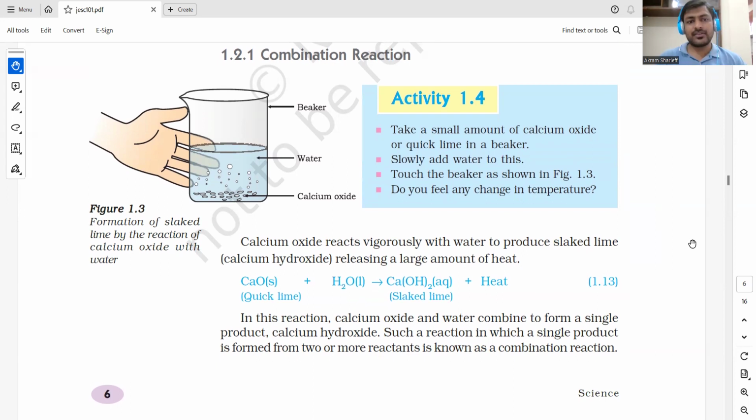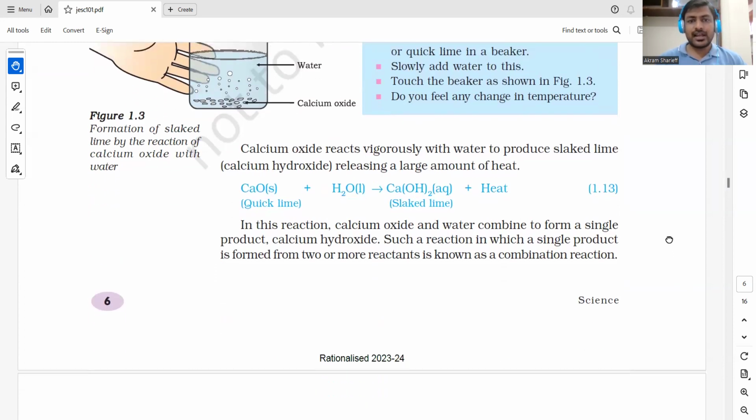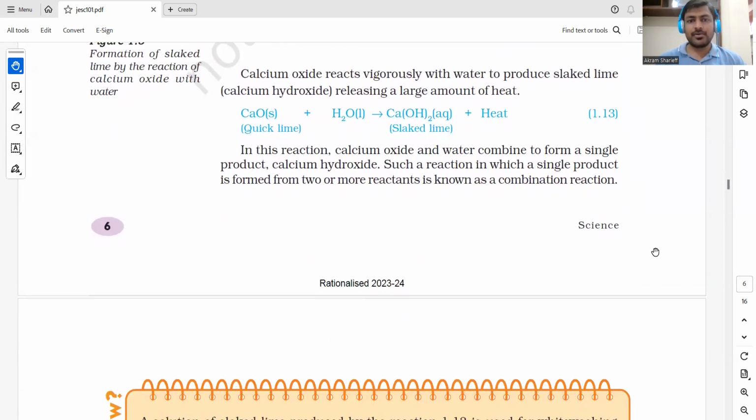We have here a combination reaction. CaO plus H2O gives rise to Ca(OH)2 plus heat. What is this, calcium hydroxide? It is also called slaked lime. So here you see that heat is evolved in the reaction. In this reaction, calcium oxide and water combine to form a single product, calcium hydroxide. Such a reaction is called a combination reaction.